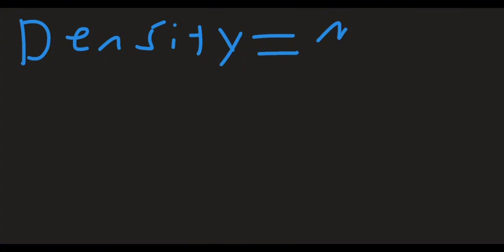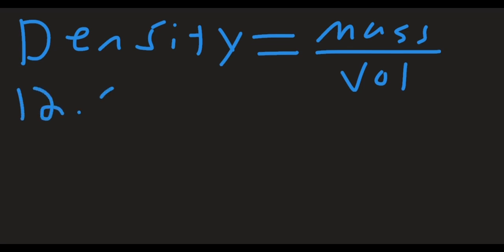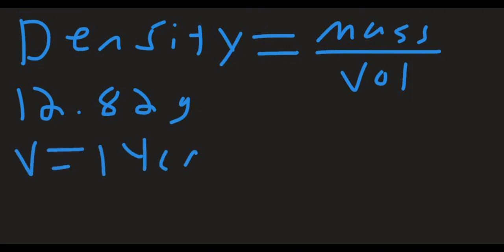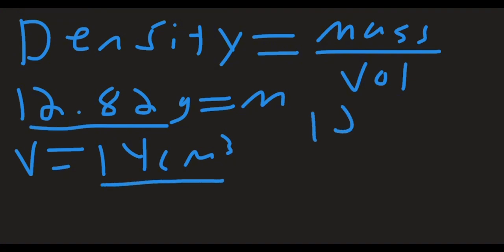Let's start off with the first problem, solving for the density of an object. Remember that density is equal to mass over volume. Let's say we had a substance with a mass of 12.82 grams, and its volume was equal to 14 centimeters cubed. To find the density of this substance, we would do the mass 12.82 over 14. So it would look something like this.